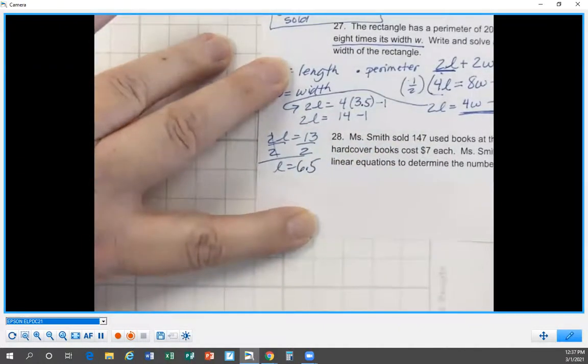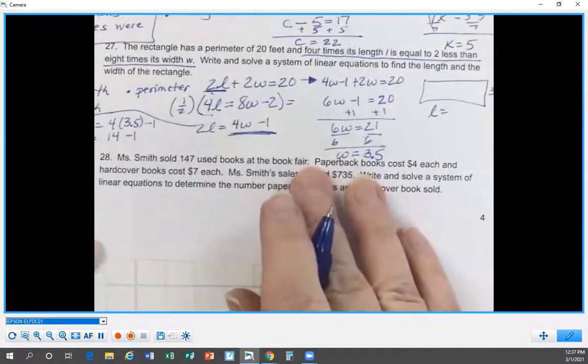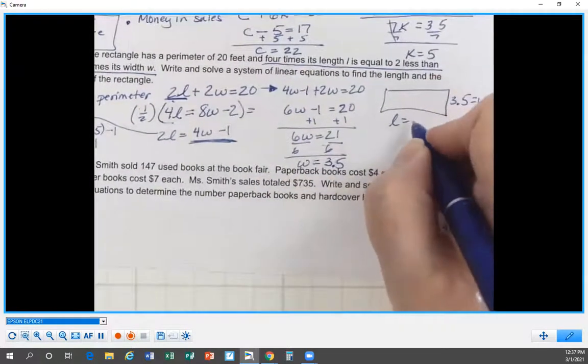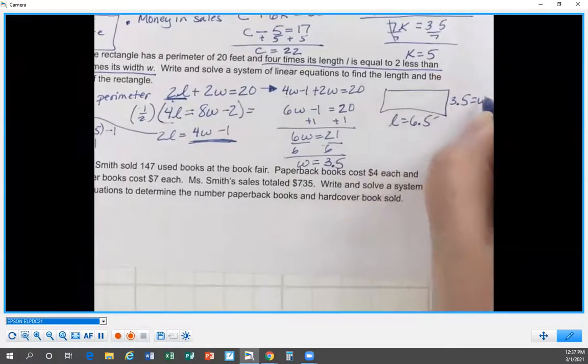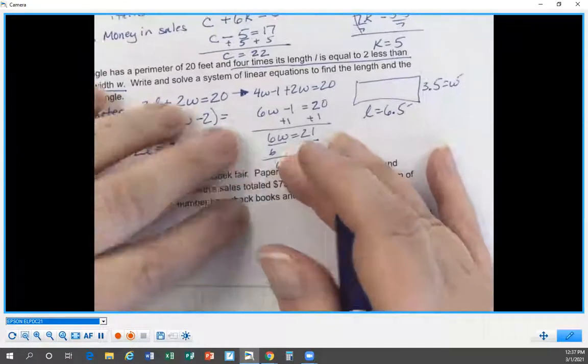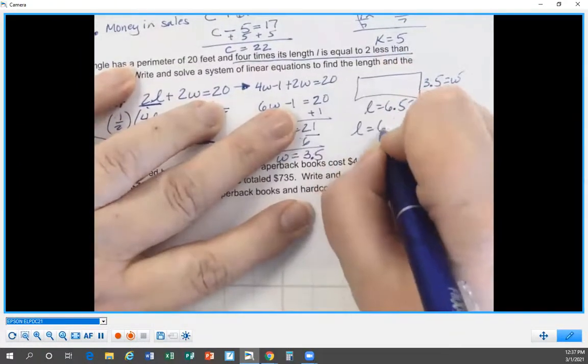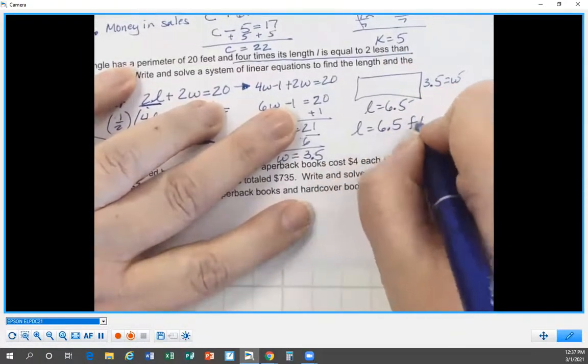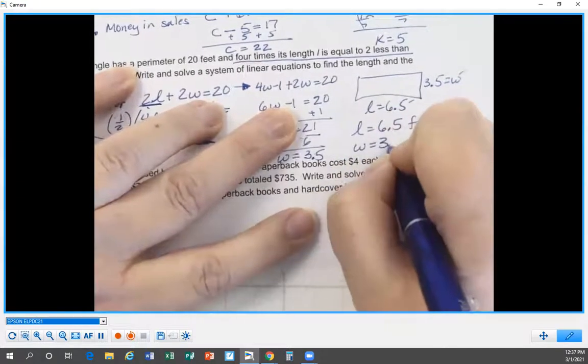Okay. So our length is 6.5. And these were both in feet. Okay, so the length equals 6.5 feet, and the width is 3.5 feet.